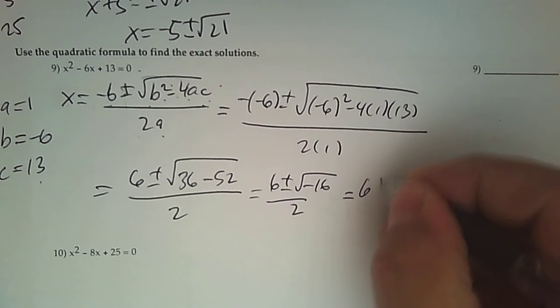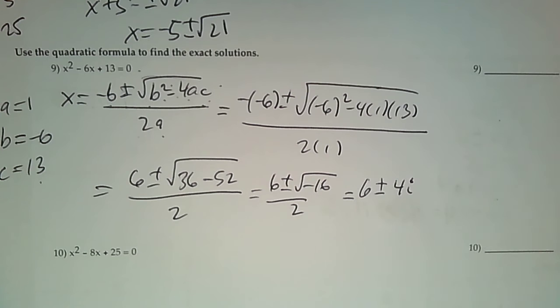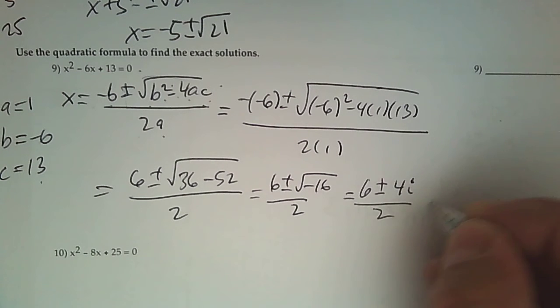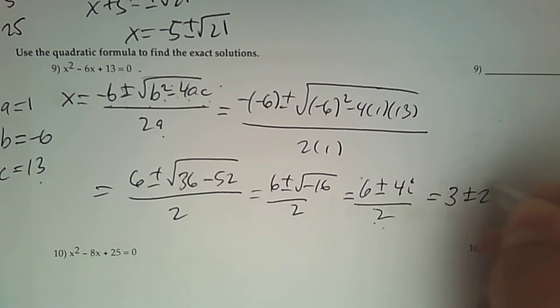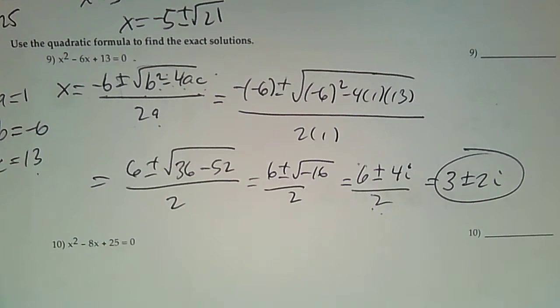So what is the square root of 16? And the square root of a negative number is imaginary, so it's 4i. And then 2 goes into both evenly. So 6 divided by 2, 4 divided by 2. And you get your answers. Both are complex.